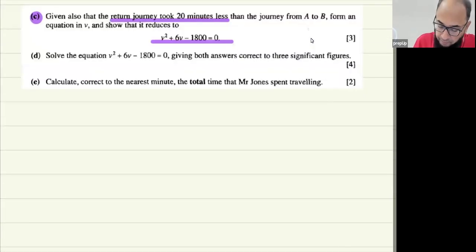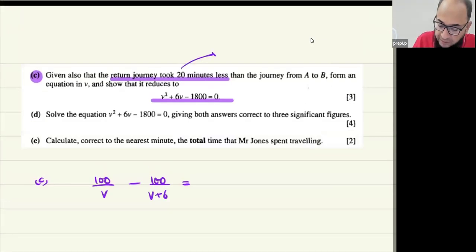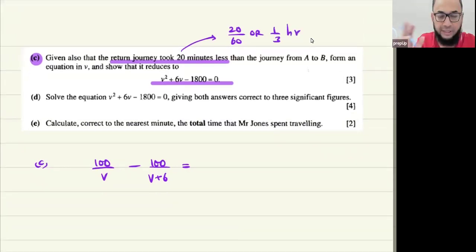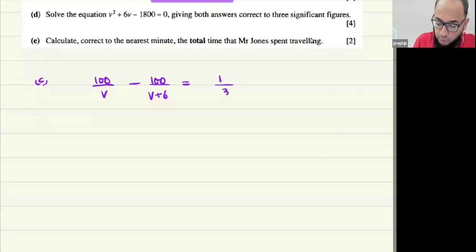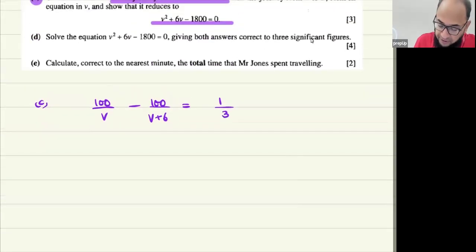100 over V. So part C, 100 over V minus 100 over V plus 6 is equal to 20 minutes. But 20 minutes is 20 over 60 or 1/3 of an hour. The units should balance. This is equal to 1 over 3. Now simplify.